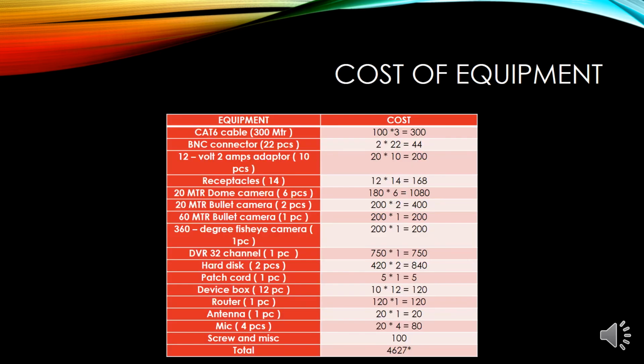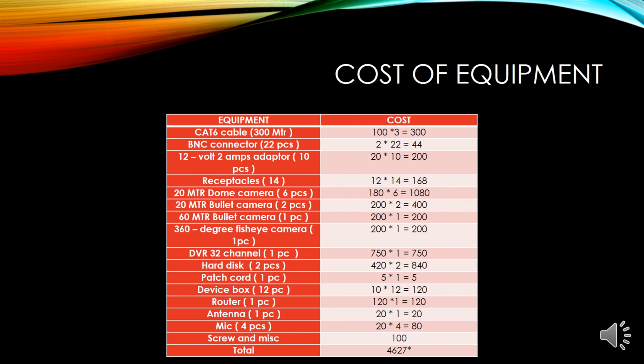So here's the cost of the equipment we are going to use in this project, like the Cat6 cable. We need around 300 meters of Cat6 cable. That will cost around $300. We need 22 pieces of BNC connectors. It will cost around $44. We also need 12 volt 2 amp adapters. That will cost around $200. Receptacles cost around $168.